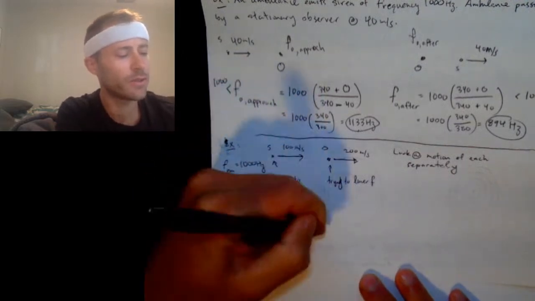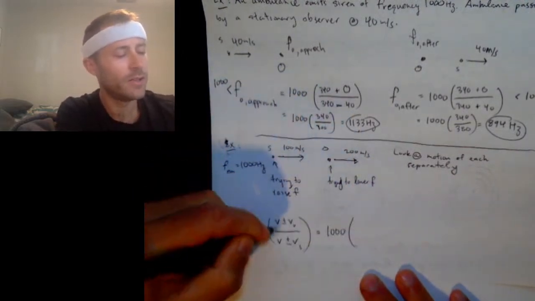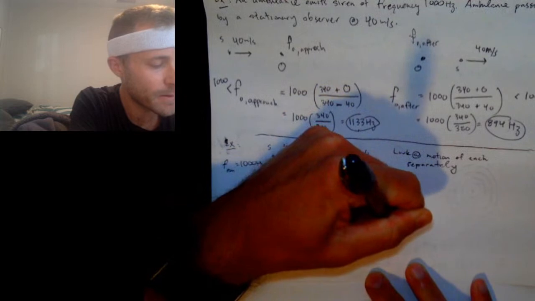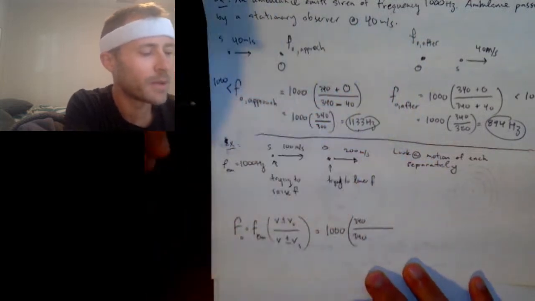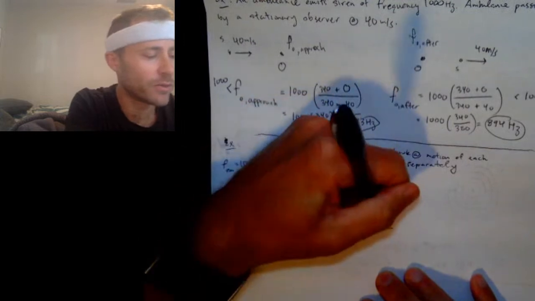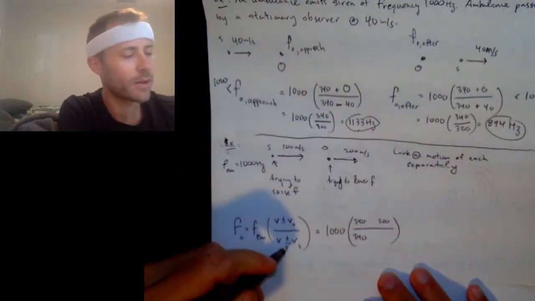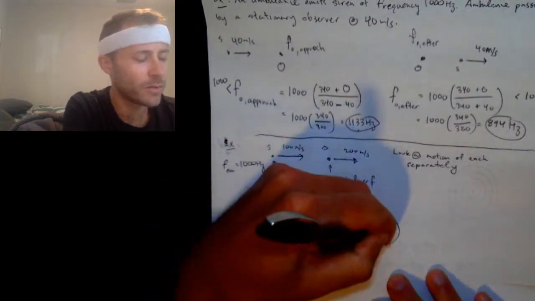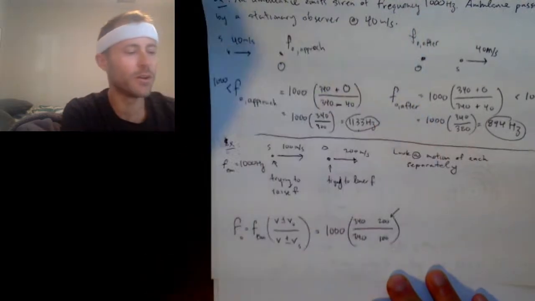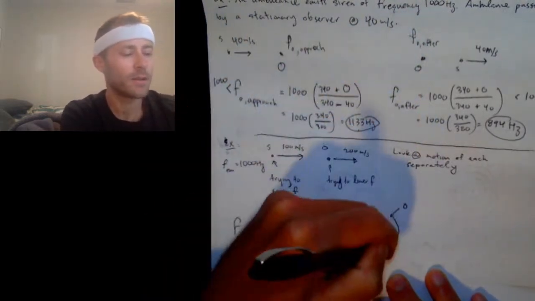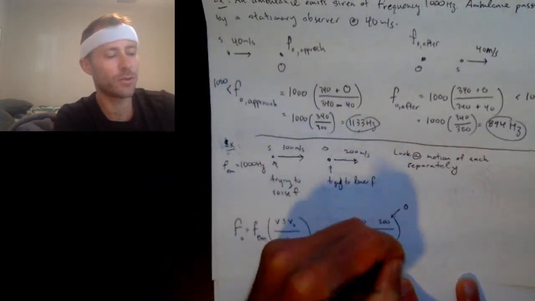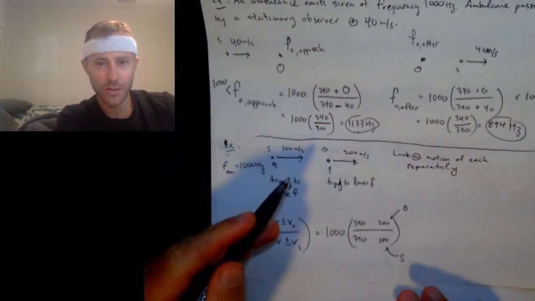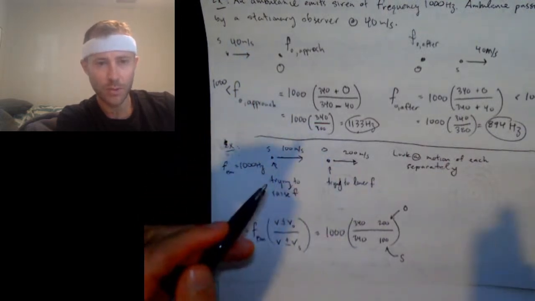So the emitted frequency is 1,000. V with no subscript is the speed of sound. VO is the speed of the observer, so that would be 200. Vs is the speed of the source, which is 100. So this in the numerator is the observer, and the 100 in the denominator is the source. Okay, so now to determine the signs, we have to look at what each motion is trying to do.